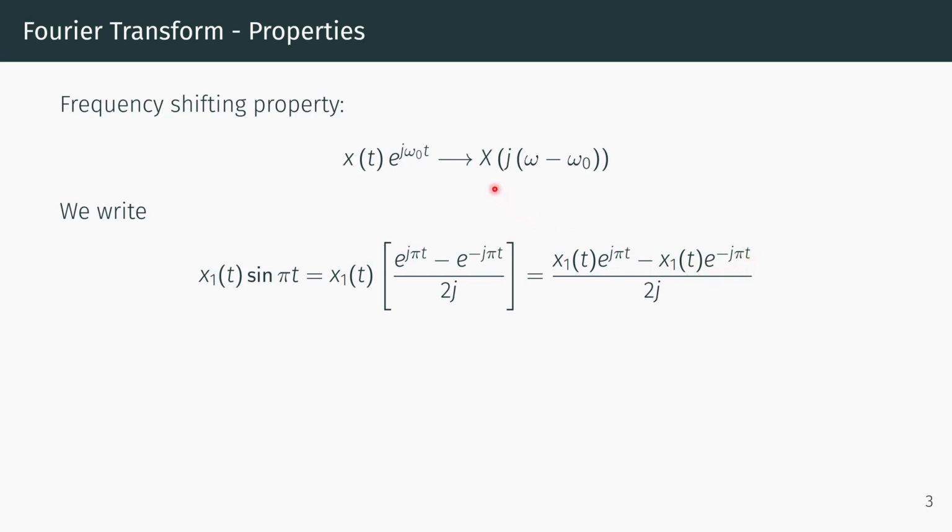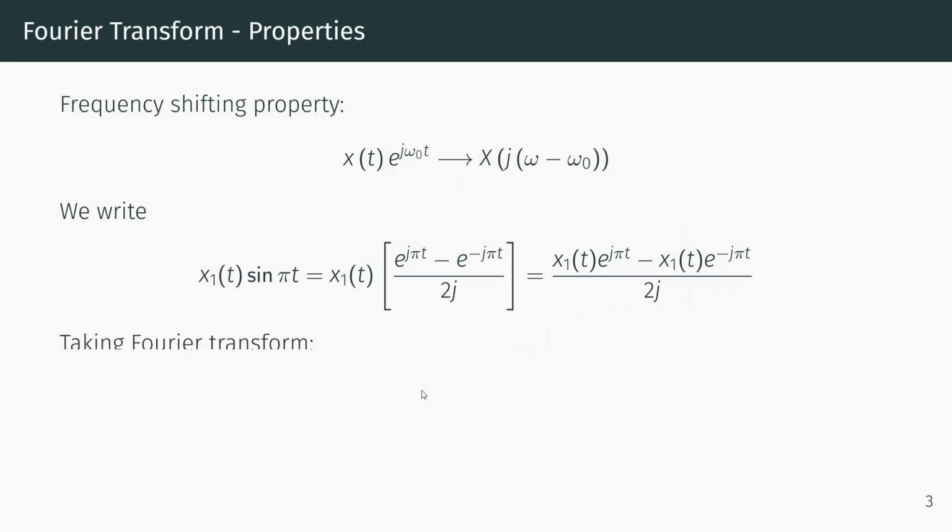Now immediately you can catch that these two signals, the first term and the second term, look similar to the signal given here, except that x of t is replaced with x1 of t and omega naught is replaced with pi in the first term, and in the second term x of t is replaced with x1 of t and omega naught is replaced with minus pi.